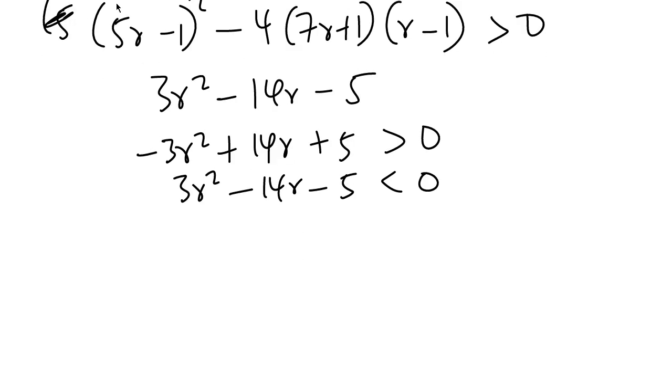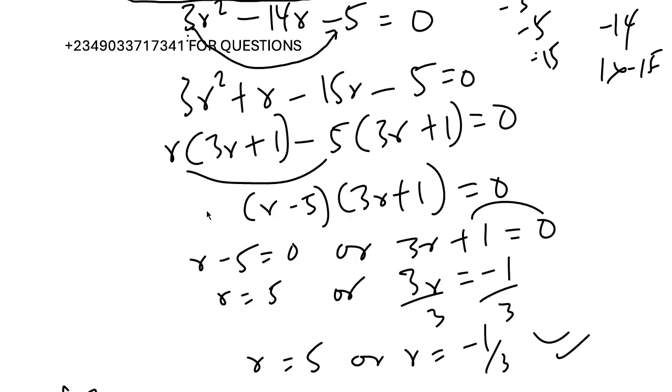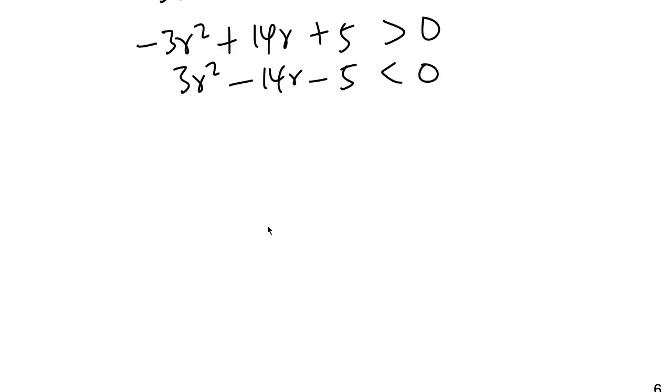So now on solving this, what will you get? We factorized this before now and we got what? We got (r minus 5). See it here. (r minus 5) into what? (3r plus 1). (r minus 5) into (3r plus 1) is less than 0.